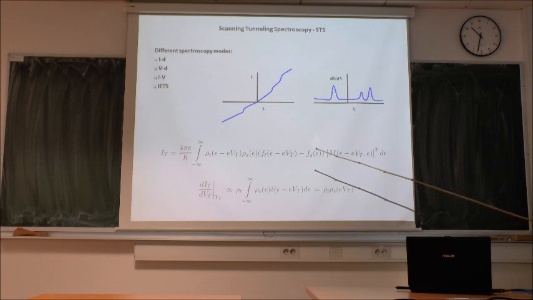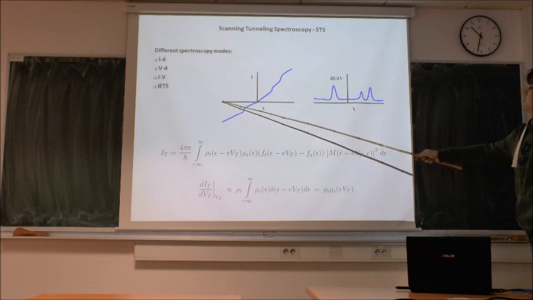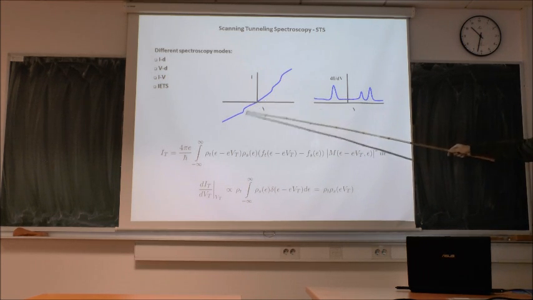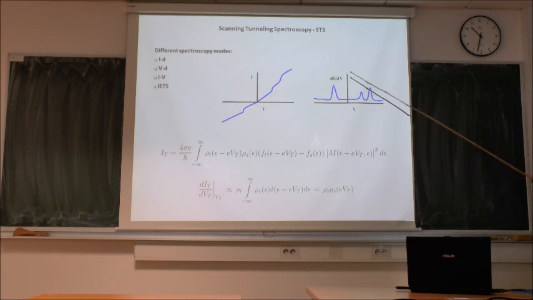Basically, this is how it's usually done. You sweep the voltage, you measure the current, you get something like this, calculate the first derivative, and this is directly proportional to the local density of states. Why local? Because you're really making local measurements. You're really measuring the electronic structure under the STM tip. So this is very important.